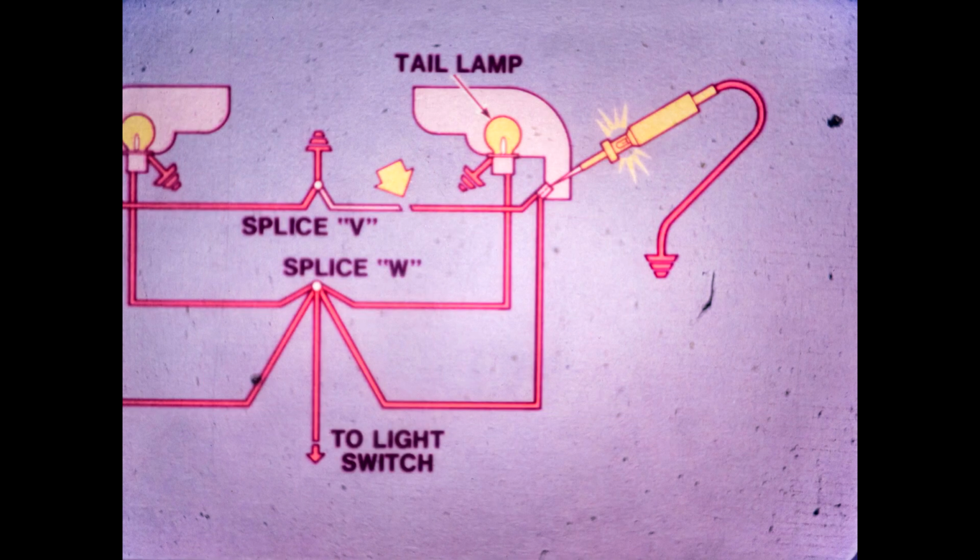In this particular circuit, we can isolate the problem even further by connecting a test lamp between a known good ground and the contact in the socket which connects to splice W. If the test lamp lights with the headlamp switch on, the problem has to be in the ground side of the circuit. Since there's a common ground at splice V and the other bulbs light, you know the problem must be between the socket and splice V.